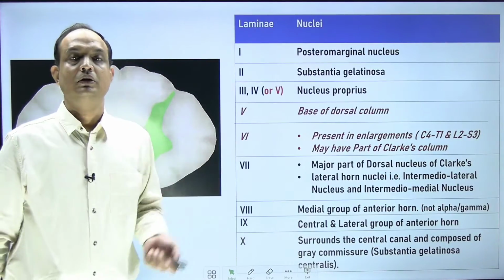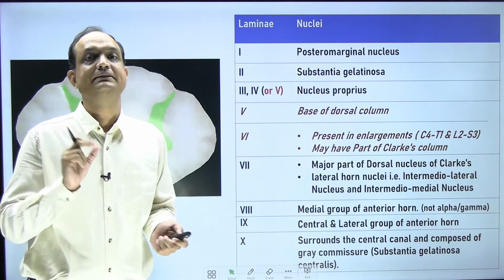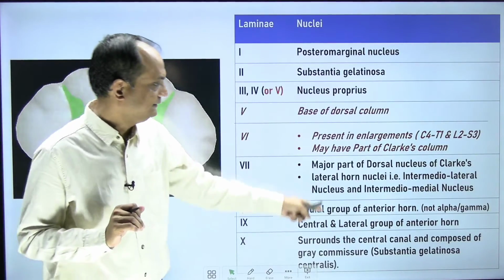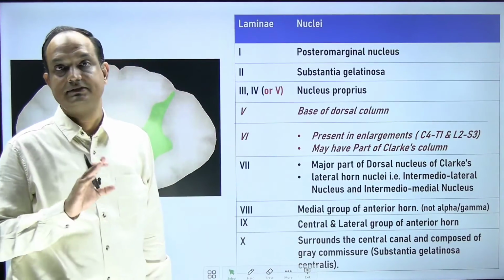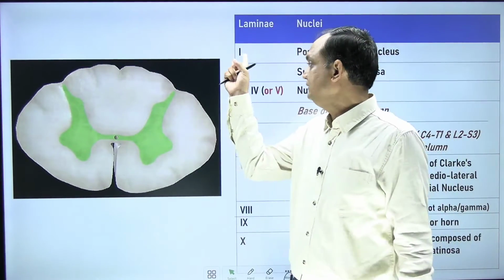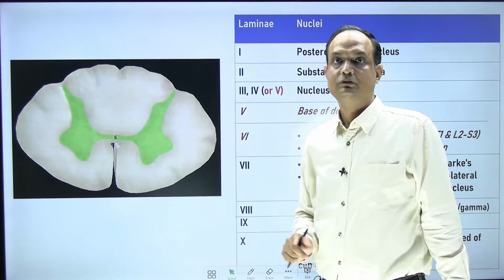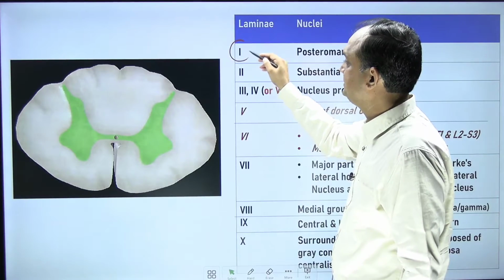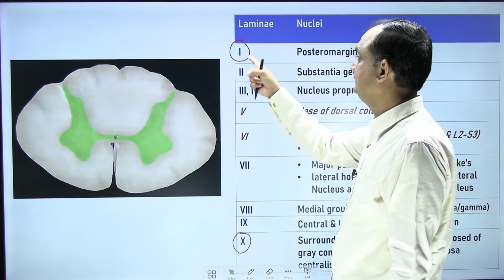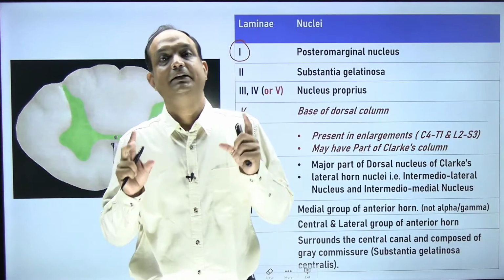Sometimes you have one more question here: who is Rexed? Rexed is a Swedish scientist. Now, you know these are the names of nuclei which we have revised just now. Rather than using the names of the nuclei, I am using Roman numerals 1, 2, 3, 4, 5, 6, 7, 8, 9. You can see that the numbering starts from 1 and ends at 10, but it is the symbol in Roman. Clear? Now, what do you mean by Rexed lamina 1?